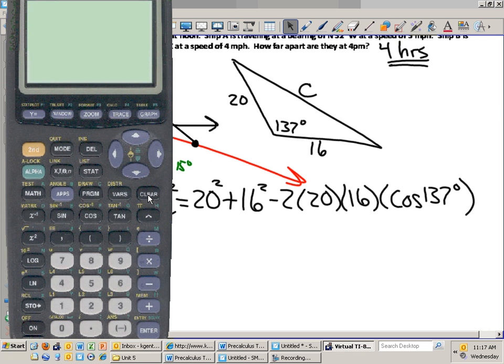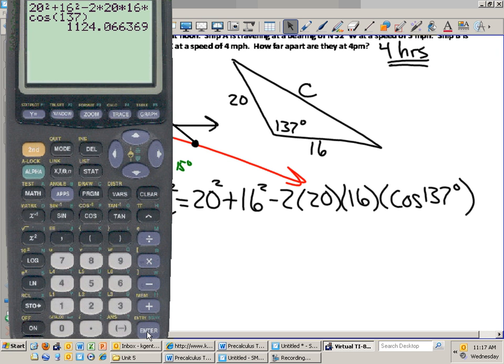Now just note, is the cosine of 137 going to be positive or negative? Negative because it's in the second quadrant. Cosine's negative in the second quadrant. So they actually end up adding all of this stuff together in the end. But if you just type in your calculator, then you don't even have to worry about that. So 20 squared plus 16 squared, minus 2 times 20 times 16 times cosine of 137, parentheses.